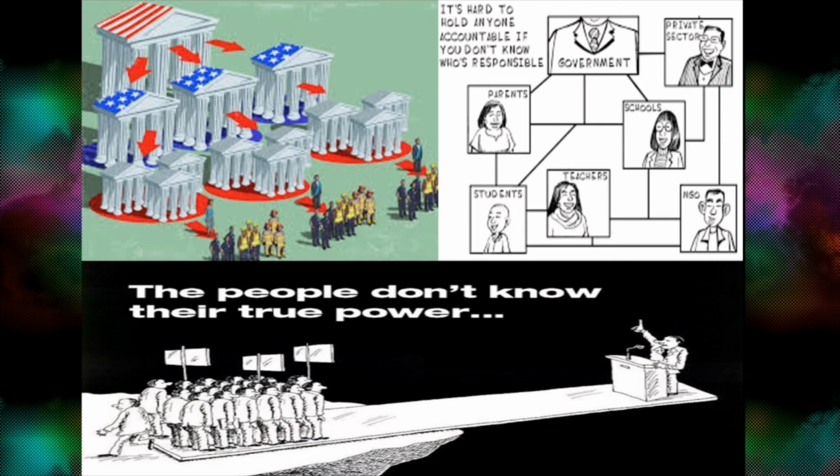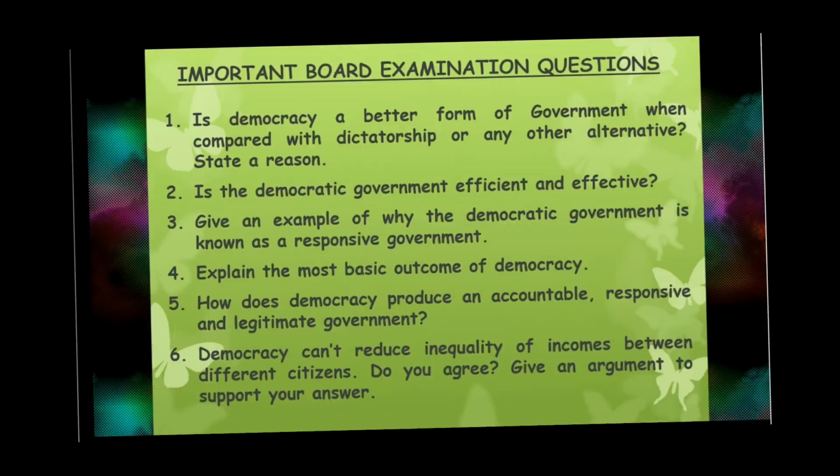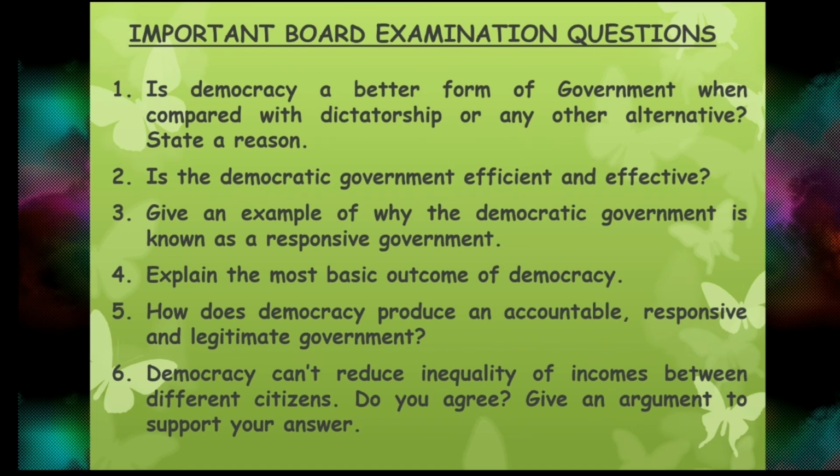Next, coming to the most important phase of this particular video, yes, it is board examination questions from these 2 particular topics. Point number 1, is democracy a better form of government when compared with dictatorship or any other alternatives? State a reason. Point number 2, is the democratic government effective and efficient? Point number 3, give an example of why the democratic government is known as responsive government.